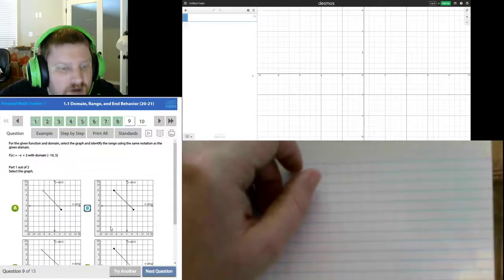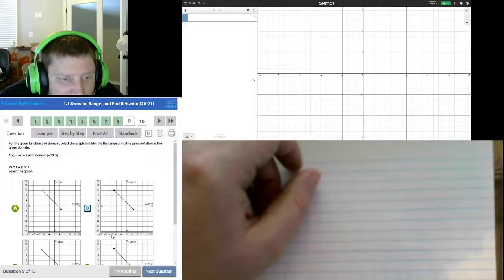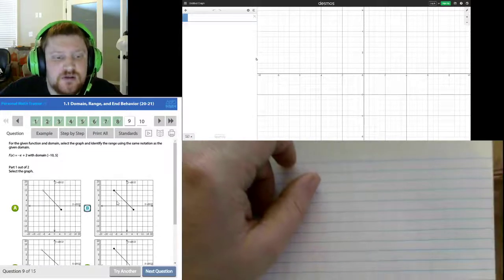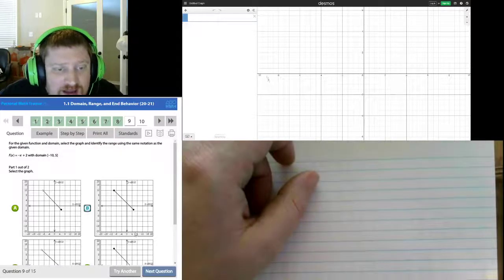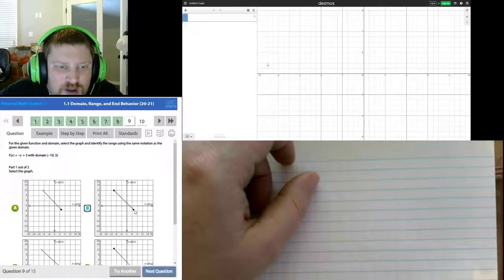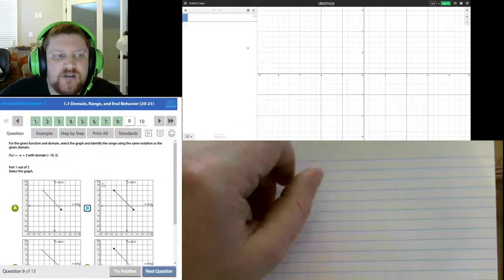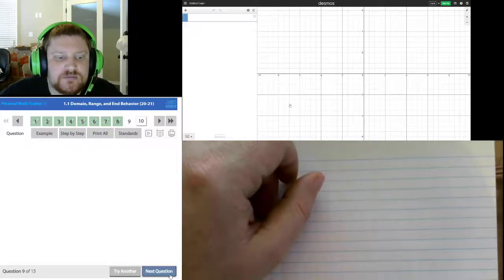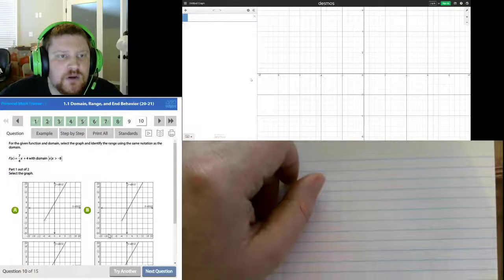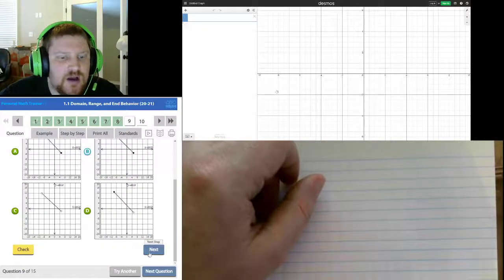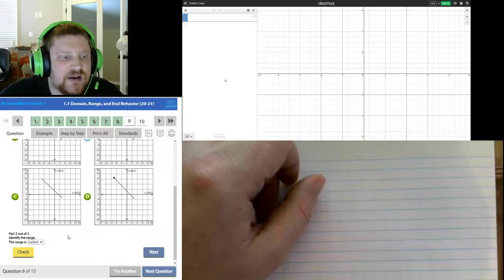-10 to 5. But we have -8 and -12. This looks like it's halfway between them, so that would be 10. We've got 4 and 8, halfway between would be 6. But this isn't quite halfway, so it's about half of half, so about 5. Looks correct. And I skipped the rest of that problem. Let's go back. Click next instead of next question.